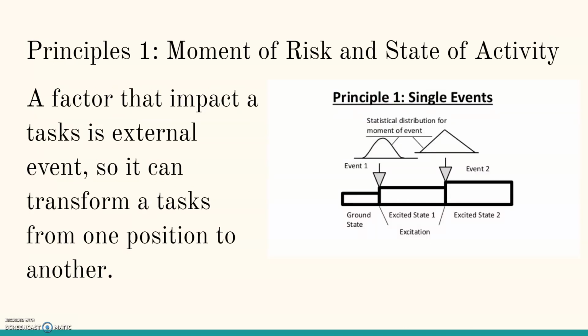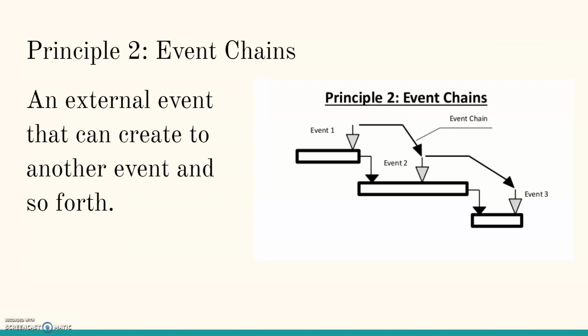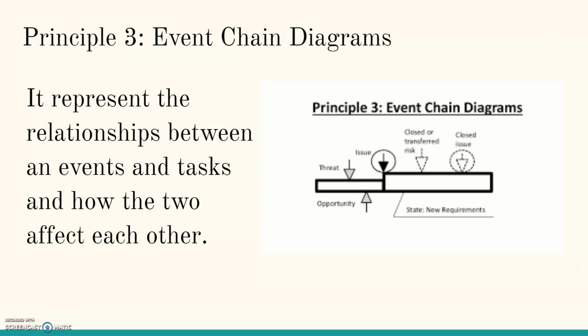So principle one is the movement of risk and state of activity, otherwise known as a single event, as a factor that impacts a task. It is an external event, so it can transform a task from one position to another. Principle two is an event chain. This is an external event that can cause another event, and so forth. So it goes from event 1 to event 2 to event 3, and it just keeps going until there's no more events.